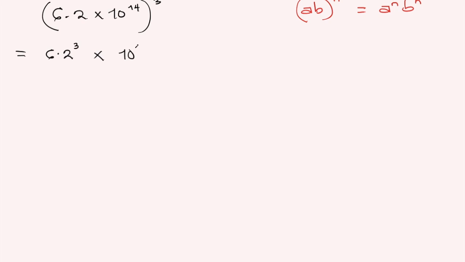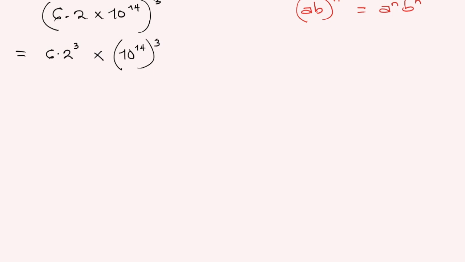6.2 times 10 raised to the power 14, all raised to the power 3. Now in this case, we'll be needing another law of indices that says that (ab) all raised to the power n is equal to a raised to the power n, b raised to the power n. Now if that is the case, it means that this is equal to 6.2 raised to the power 3 multiplied by 10 raised to the power 14 all raised to the power 3.